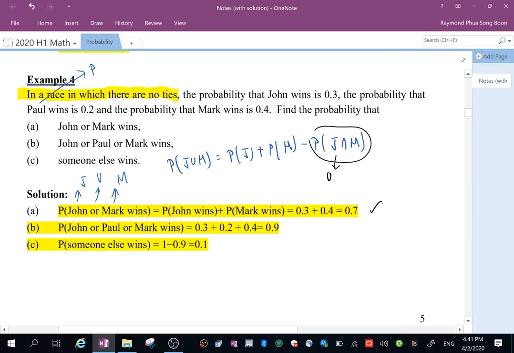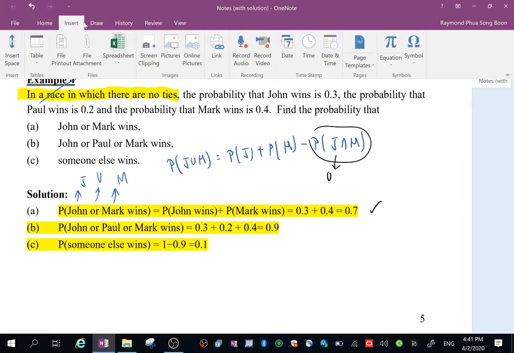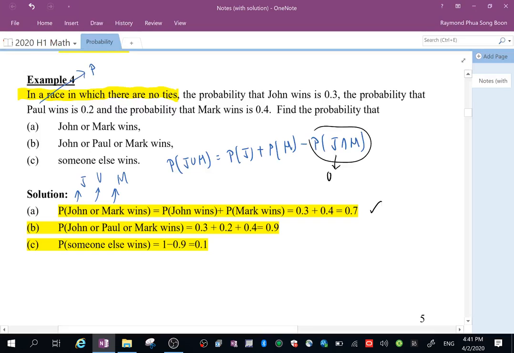Okay, part B, find the probability that John or Paul or Mark wins. Likewise, there cannot be a situation where more than one person wins at any one time. So therefore, we just add up all of them. Each of the probabilities, 0.3 plus 0.2 plus 0.4, gives the answer for part B.